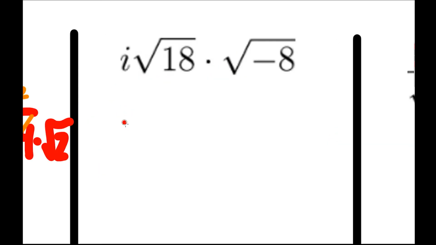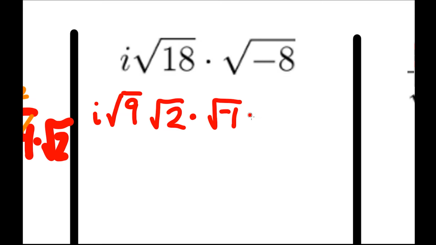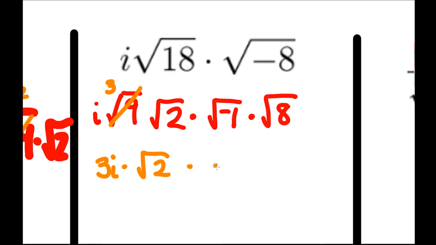All right, for this next one, I'm going to do the same thing with just factoring the radical. So it's going to be i times the square root of, I'm going to pull out the perfect square of 9 in there, and then times root 2 times, okay, I'm going to factor out the square root of negative 1, and then I'm going to factor out the square root of 8. All right, this becomes 3. So we have 3 times i times root 2 times i.